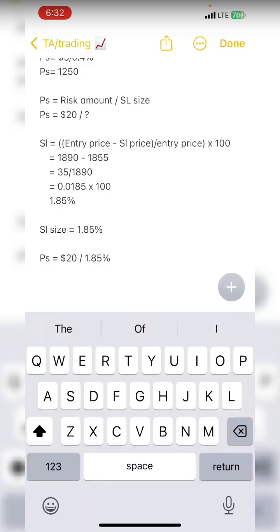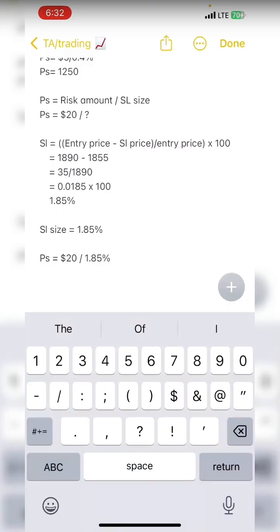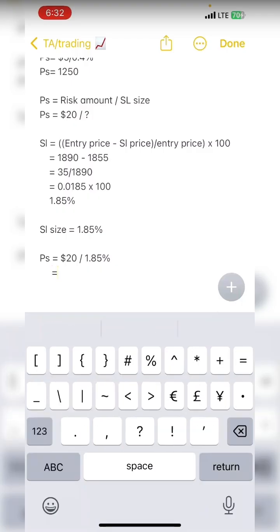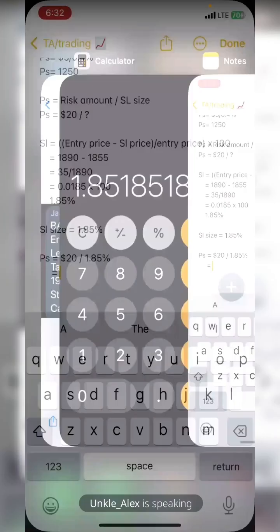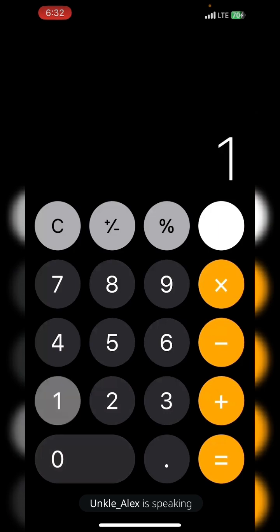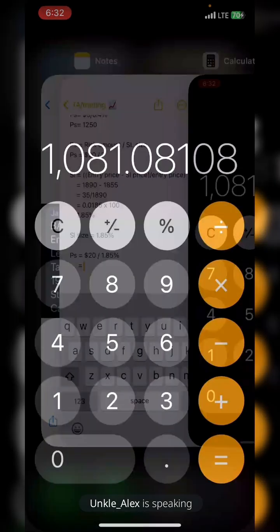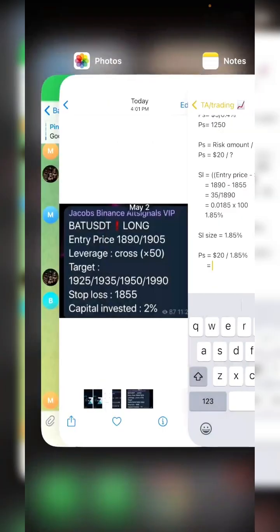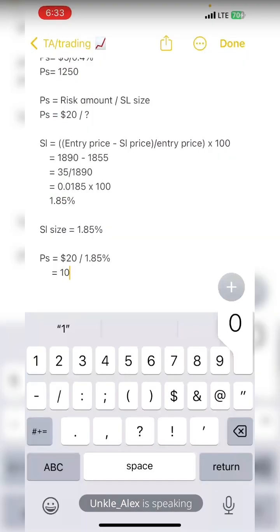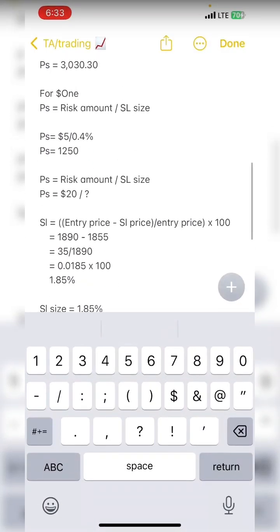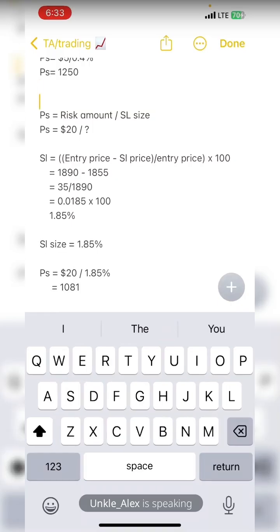So now to get our position size, we do 20 divided by 1.85%. That gives 1081. Remember, this is our position size. So which pair is this? I didn't even put the pair. Which pair is this? BAT USDT.